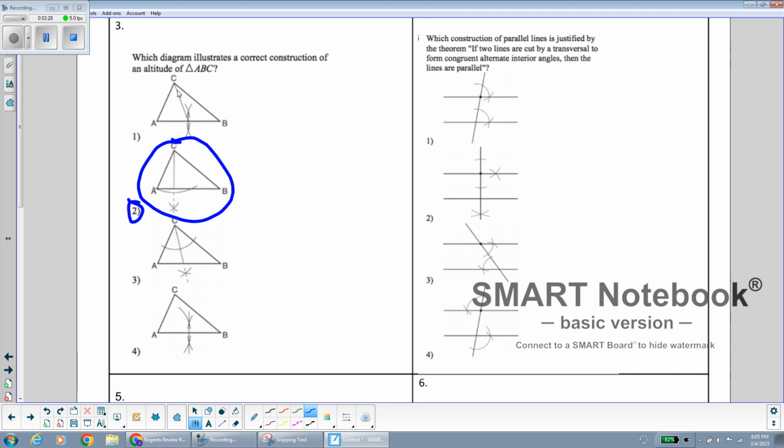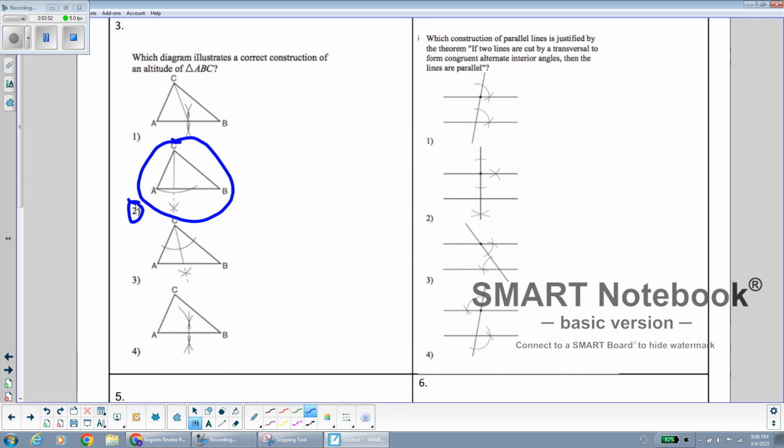This would be a median construction in the first one. This one over here is trying to be an altitude, but the arc needs to pass through 2 points on the side that's opposite to the vertex. And this is just a perpendicular bisector. So 2 is the option here.